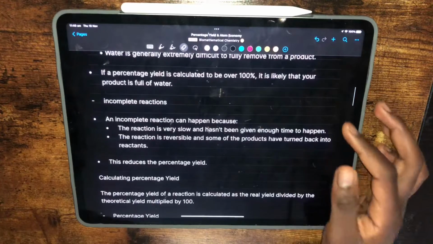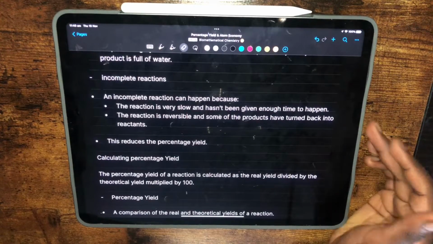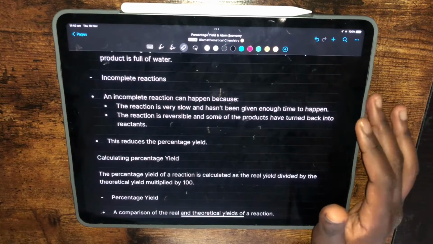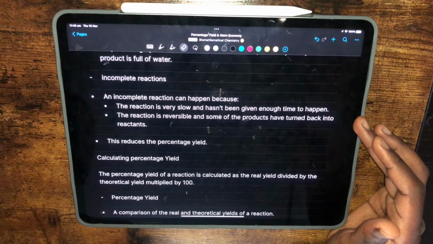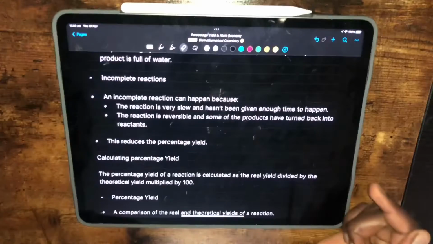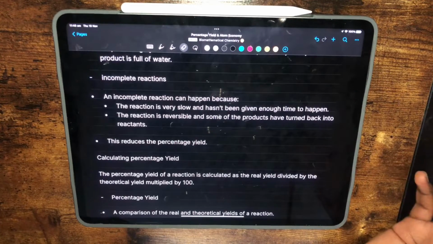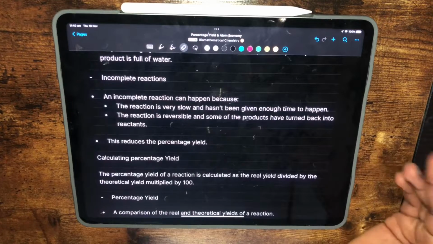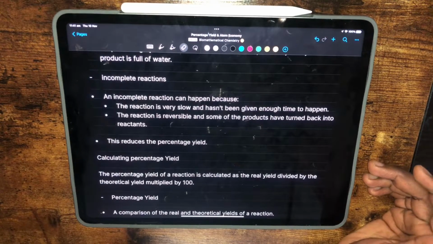And the last one, and usually this is the most common one, is incomplete reactions. Incomplete reactions can happen because the reaction is very slow and hasn't been given enough time to happen. Hence why we try to use as many catalysts as we can for many reactions, so we don't have to wait a long time, and we're not getting incomplete reactions, right? We're getting most of a compound that's reacted. But if not, that could happen, and you need to give your compounds enough time to actually react. Some reactions may require you to leave them overnight, or more time.